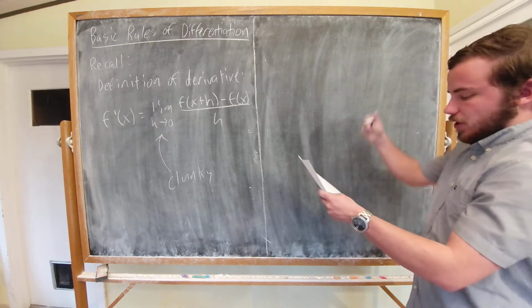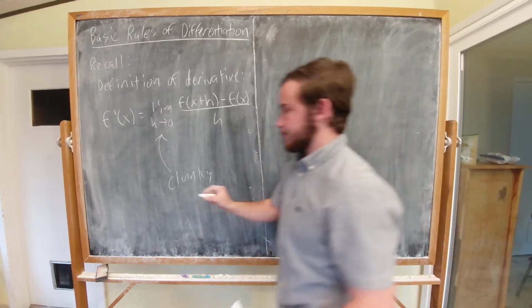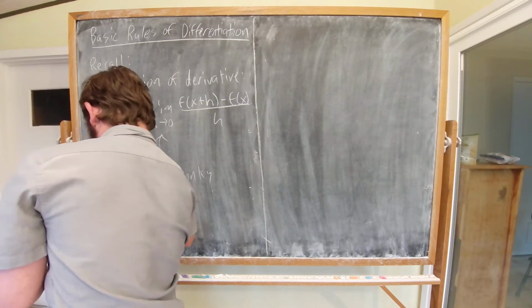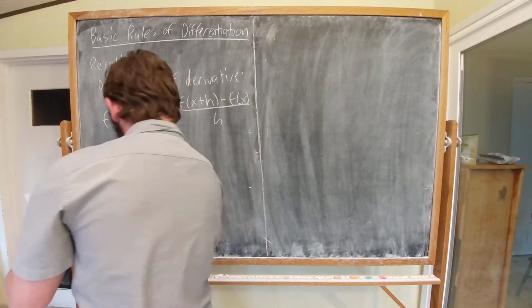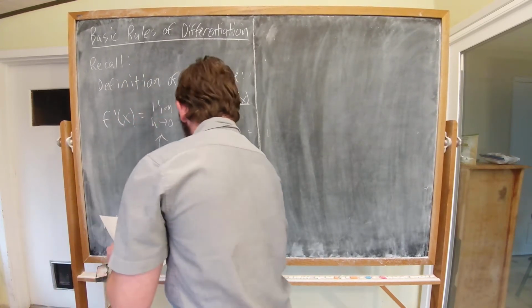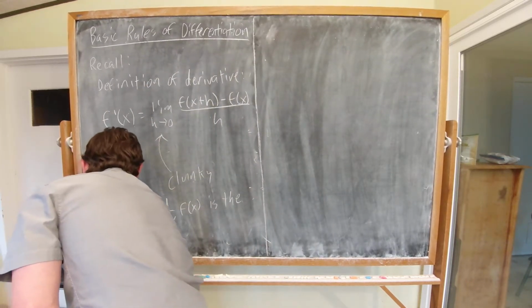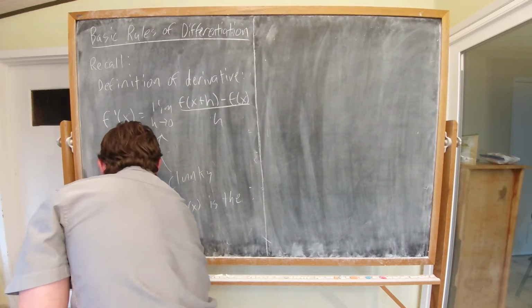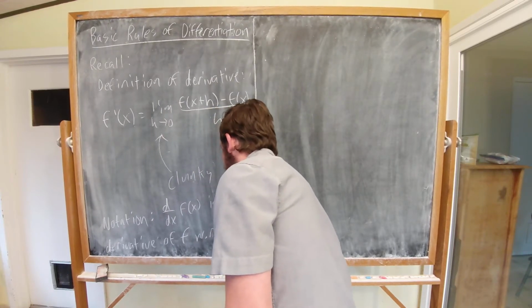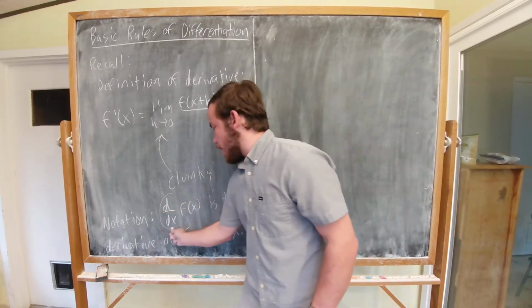Alright, so let's introduce some notation. In fact, I have the space down there. I'll put it down there. Alright, d dx of f of x is the derivative of a function f with respect to x. Alright, again, this is not a fraction.